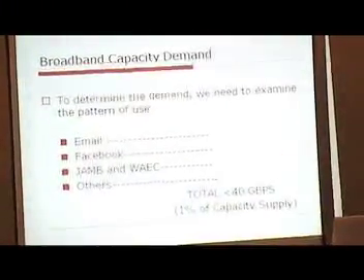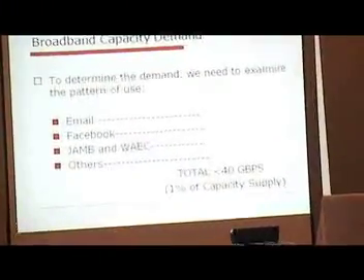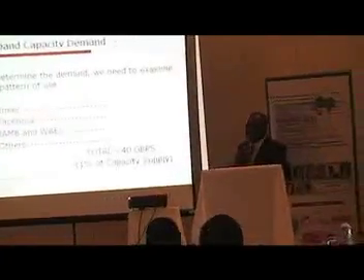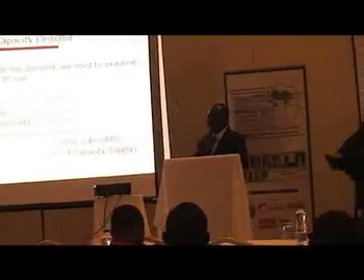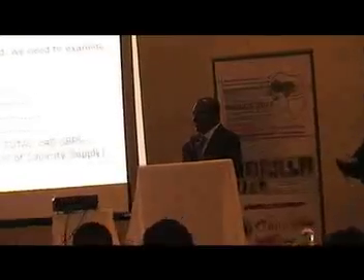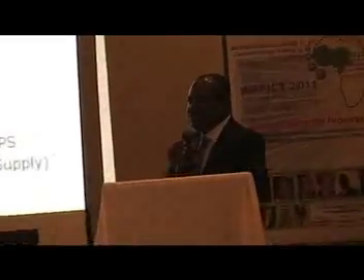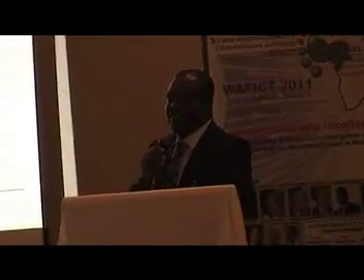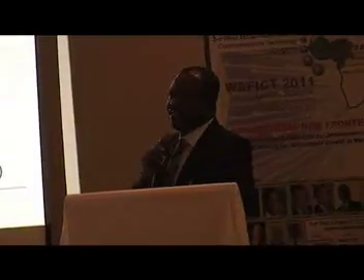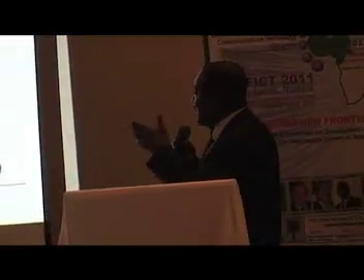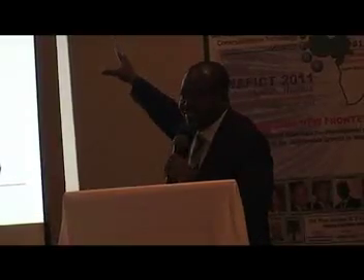We are the .com.ng people. And all the social networks, they are actually not bandwidth intensive. And the resultant effect is that the capacity utilization is extremely low. The estimate of the actual capacity utilization in the country is about 40 gigabits per second, which is less than just about 1% of the capacity supply.